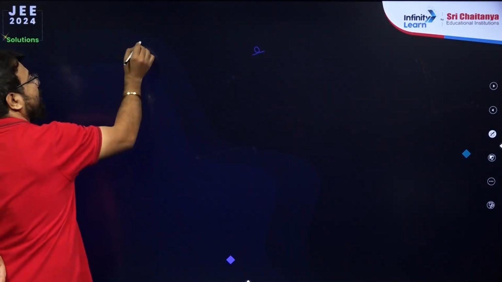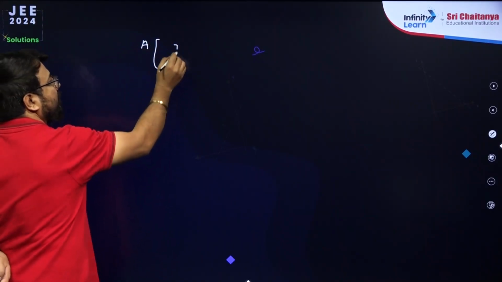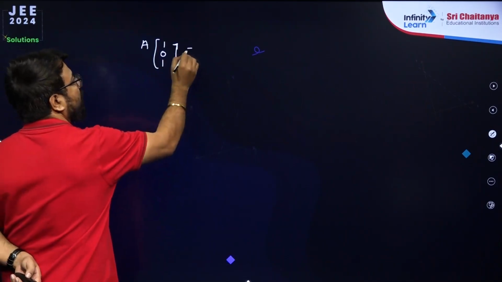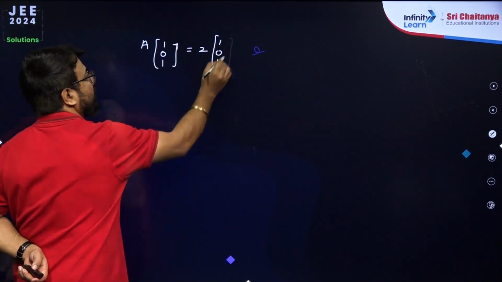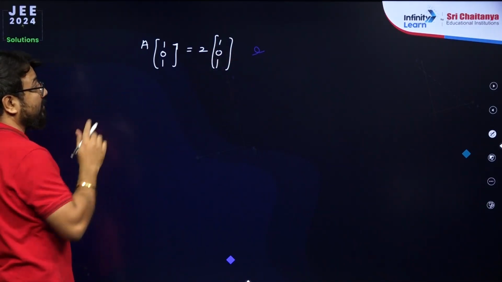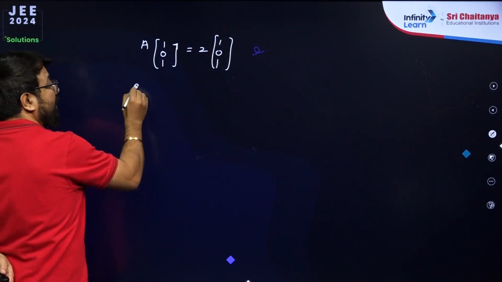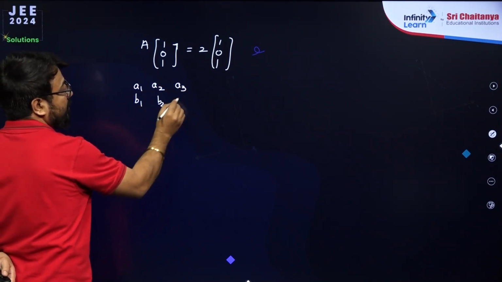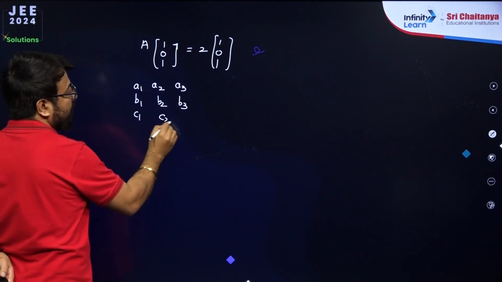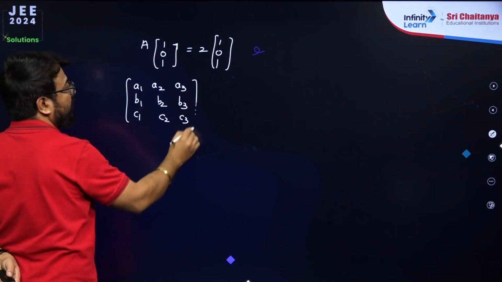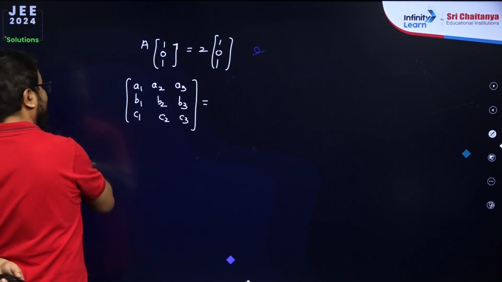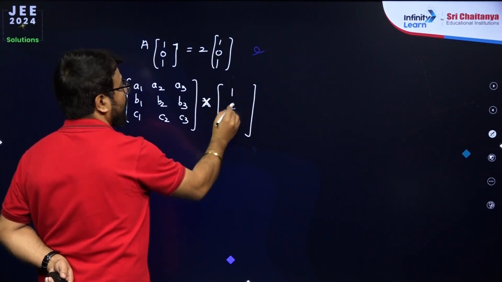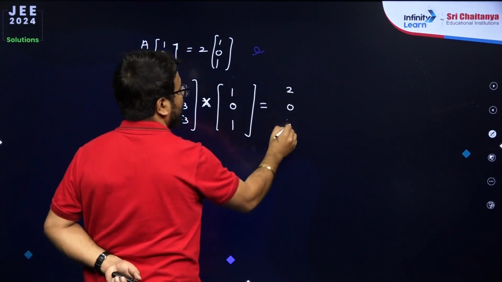Let us assume that in this particular first equation they have mentioned 101, and here 2 times 101 is being written. So what I'll do, I need to assume the matrix A. So let me assume it as A1, A2, A3, B1, B2, B3 and C1, C2, C3, okay? I hope that would be more helpful for you. And this matrix, if it is multiplied with 101, that is generating 202.